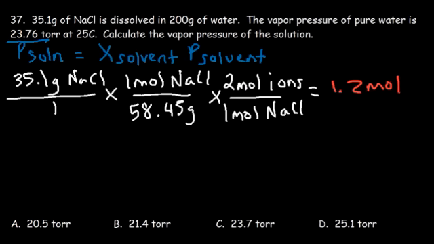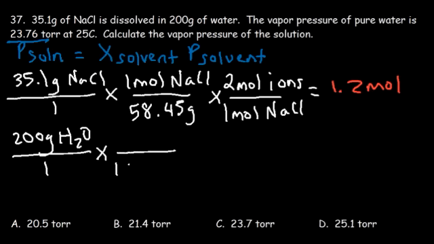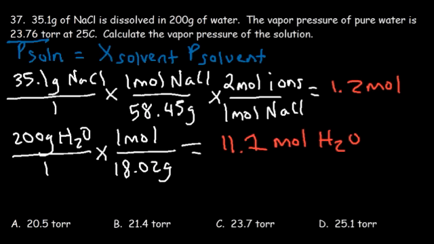Now, let's convert the 200 grams of water into moles. Water has a molar mass of about 18.02 grams per mole. So for water, we have 11.1 moles of H2O. So now we can find the mole fraction of the solvent, which is the mole fraction of water. The mole fraction of water is the moles of water, which is 11.1, divided by the total moles, which is the moles of water plus the moles of the solute particles. So the mole fraction that you should get for water is about 0.902.